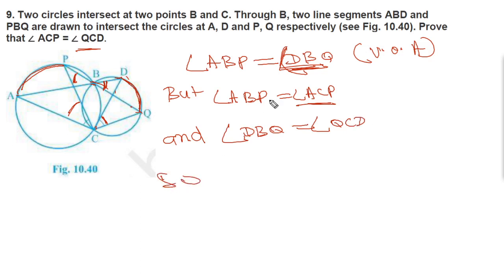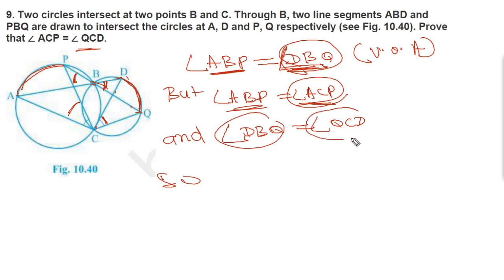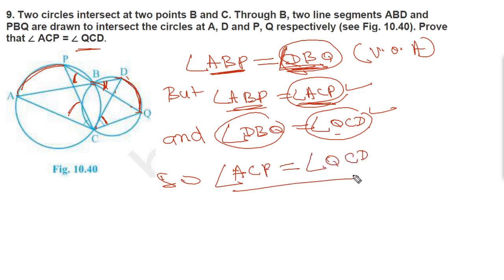So as you can see, angle ABP is equal to angle ACP, and DBQ is equal to QCD. Therefore, you can say angle ACP will be equal to angle QCD. So angle ACP is equal to angle QCD. Okay. So this is your solution.